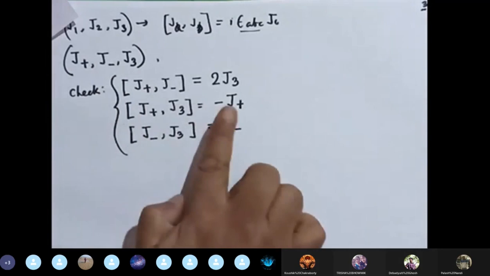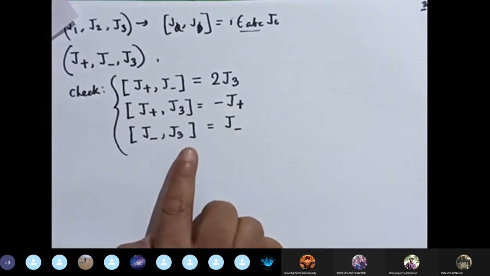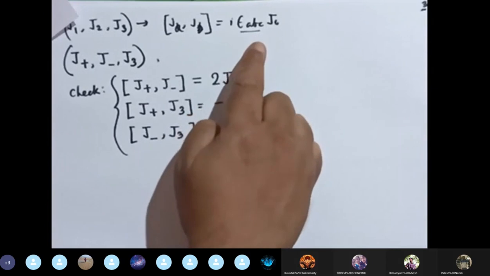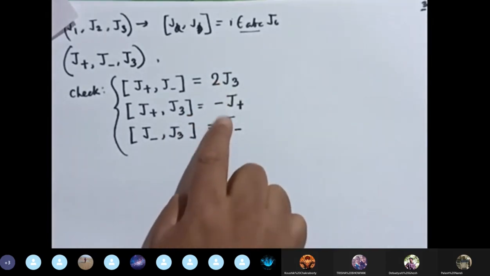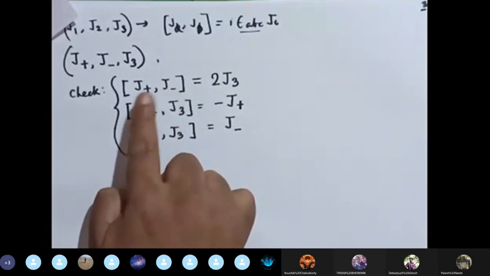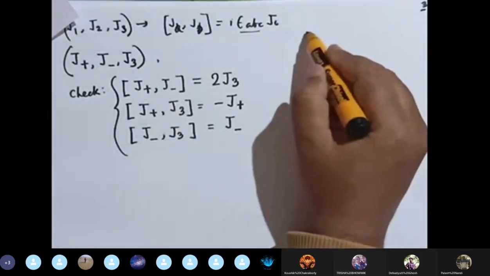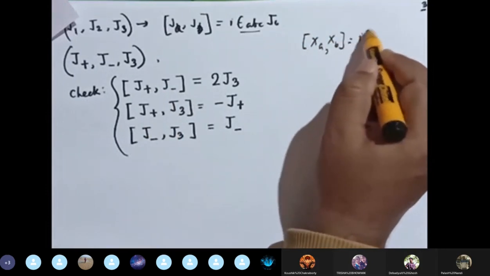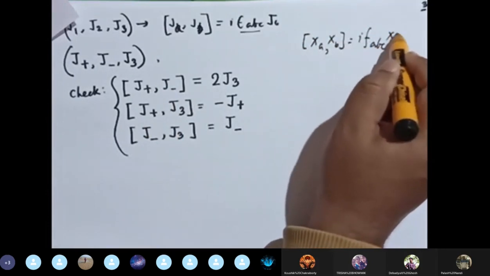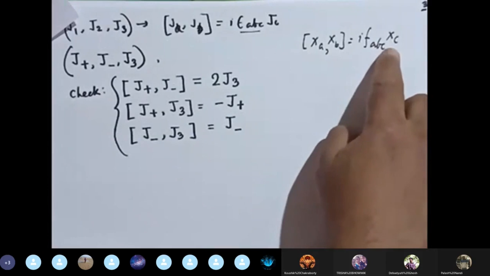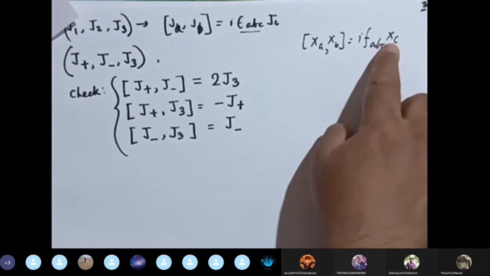Now you can tell that these relations are basically the commutation relations between the operators, and this structure is the same as this. The only thing is that the form of the structure constants gets different here. But this is also a Lie algebra, because the general form of a Lie algebra is [XA, XB] equals i fABC XC: the commutator of any two generators is a linear combination of all the generators.